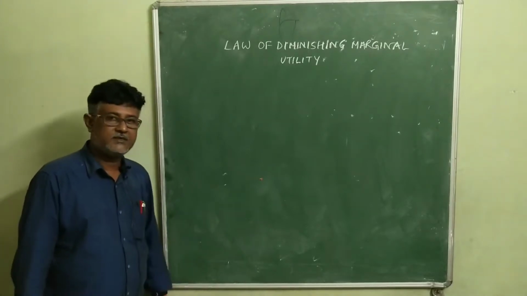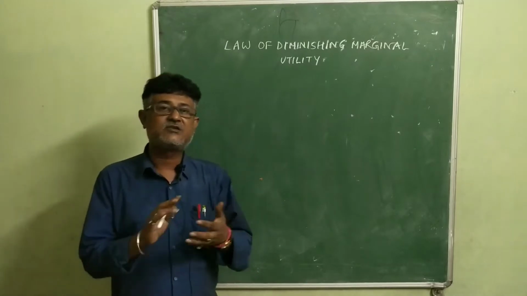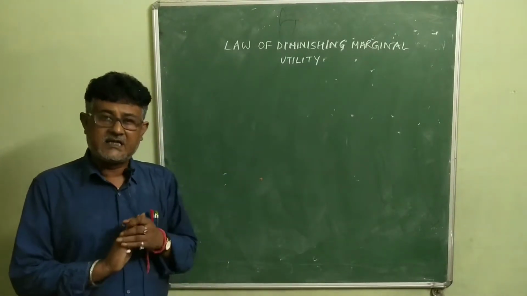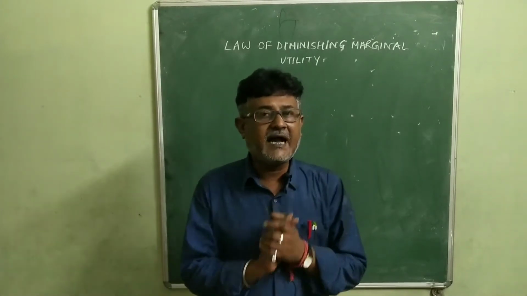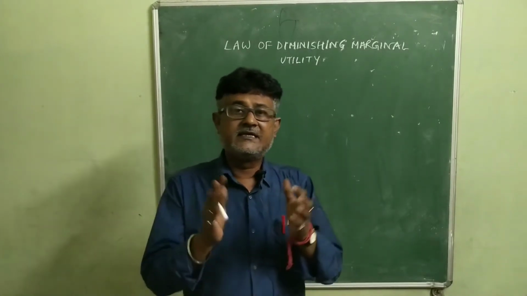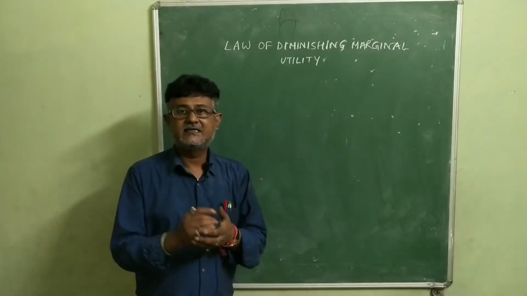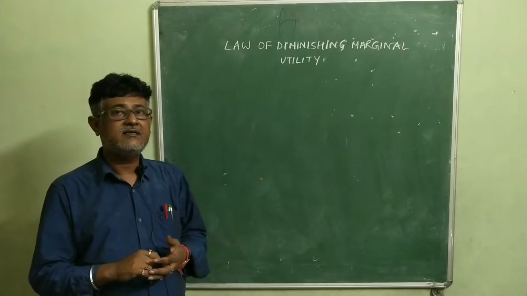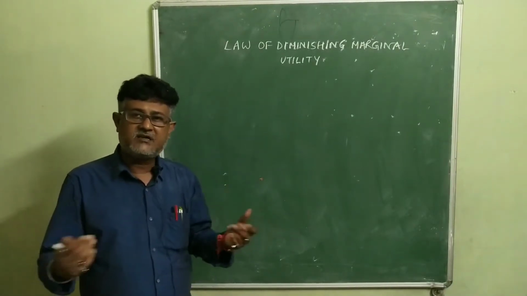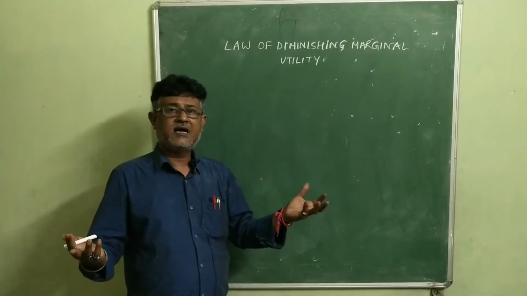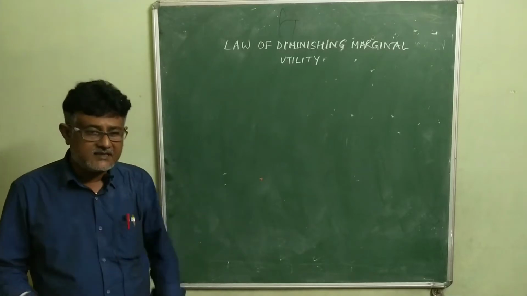Now you must remember that the law of diminishing marginal utility is based on certain assumptions. Number one, the commodity concerned is identical, that means it is standardized. Number two, the unit is standard, that means say a piece of cake or a piece of mango or a glass of water, this represents a standard unit.